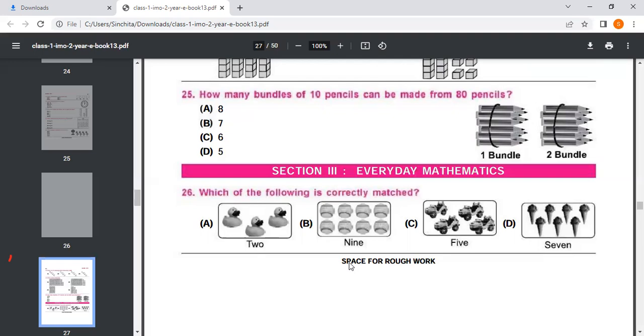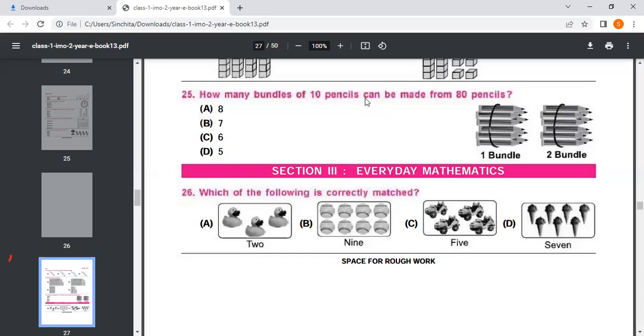Ma'am, one bundle, 10 pencils. And two bundle, 20 pencils. And eight bundle is 80 pencils. Excellent, Beta. There is a shortcut method, Beta. The way you are doing, you can do that way also. But you can also follow this one.